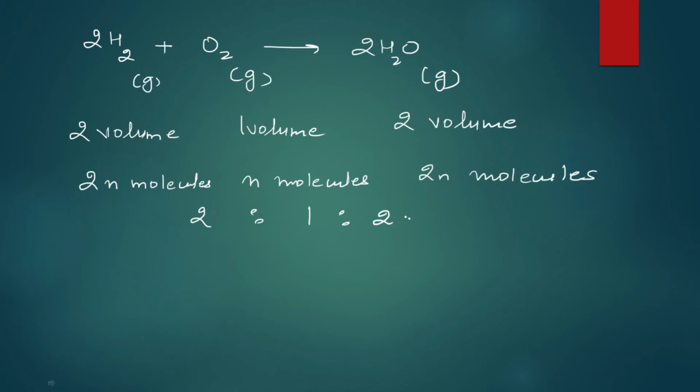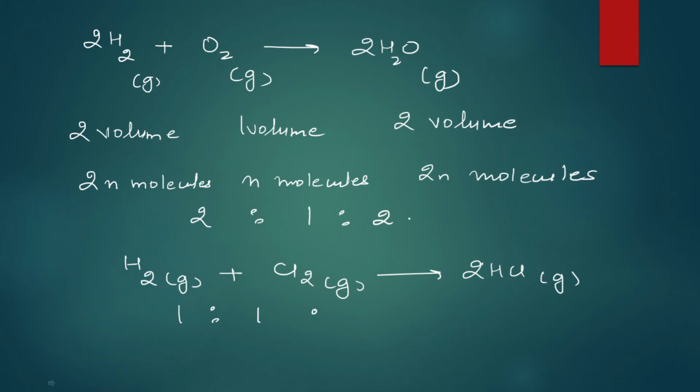Similarly, we can also talk of hydrogen chloride gas, H2 plus Cl2 give us 2HCl. So according to Avogadro, according to the Gay-Lussac law, ये क्या हो गया? Ratio is 1 volume is to 1 volume is to 2 volume. And according to Avogadro's क्या होएगा? N molecules is to N molecules is to 2n molecules.